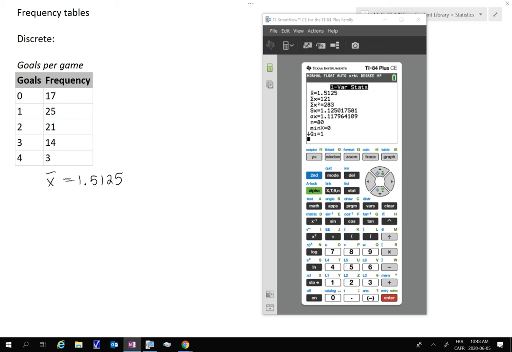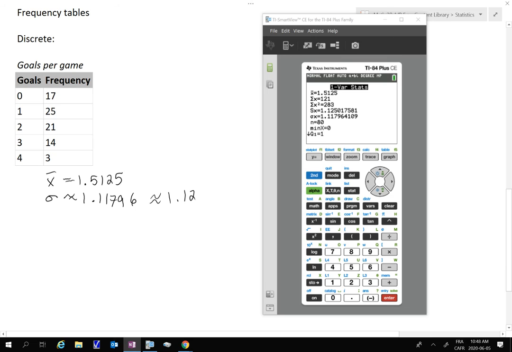Then it gives me Sx and sigma x. Remember I said they are slightly different. We're ignoring the S. We want the sigma. So sigma in this case is approximately 1.11796, etc. So to 3 significant digits, 1.12.